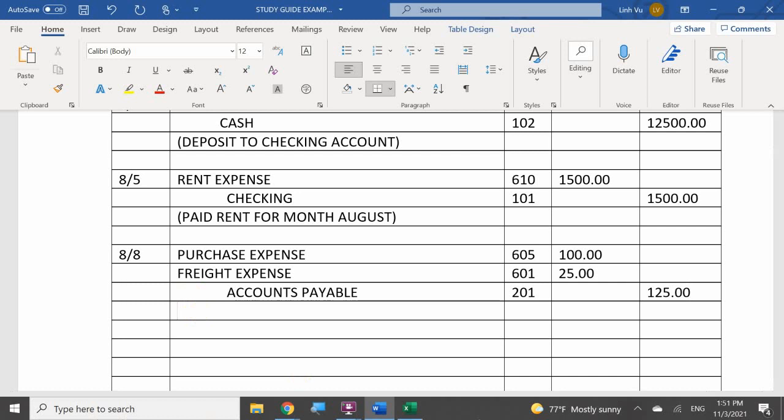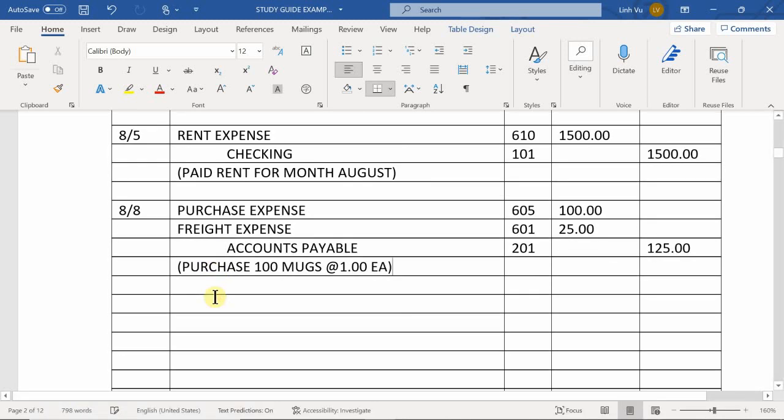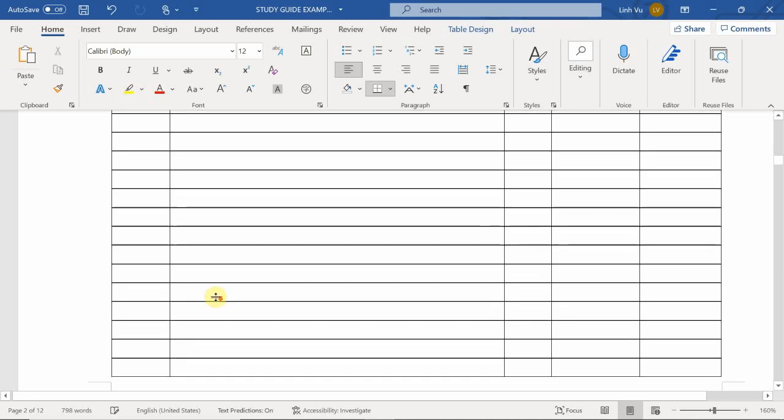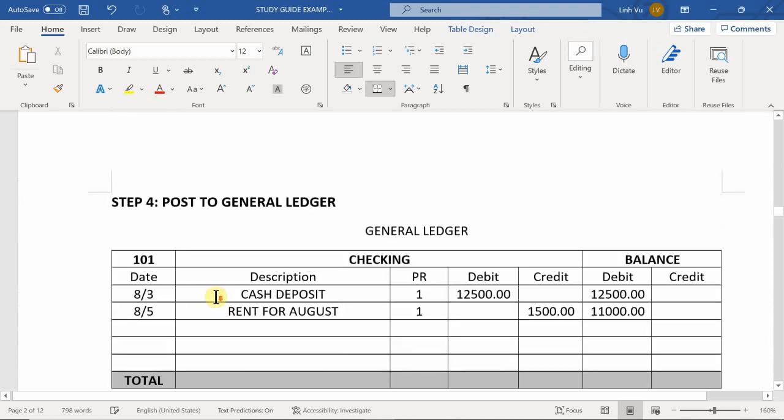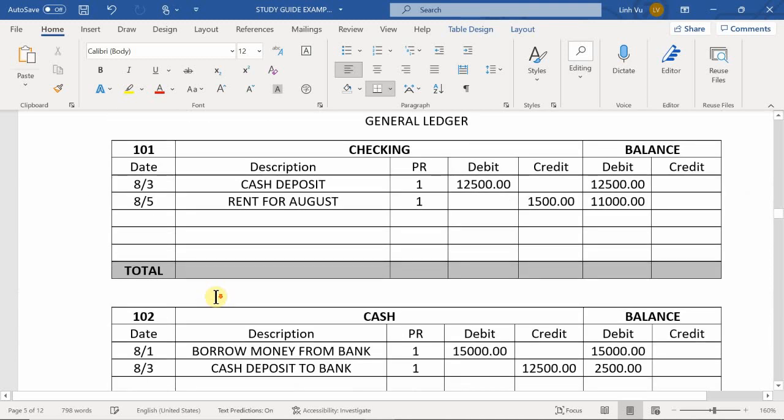So we purchased 100 coffee mats for $1 each. Now we're going to need the information from the table for something later. I provided a table for the periodic inventory, so we have to go to the inventory after the lecture.